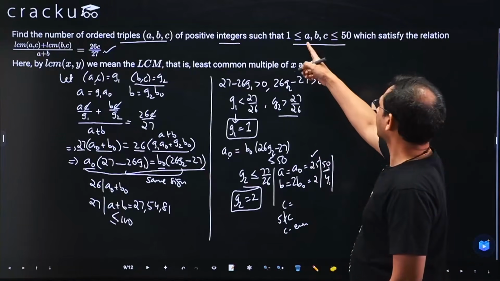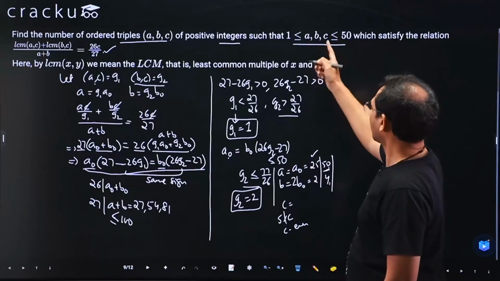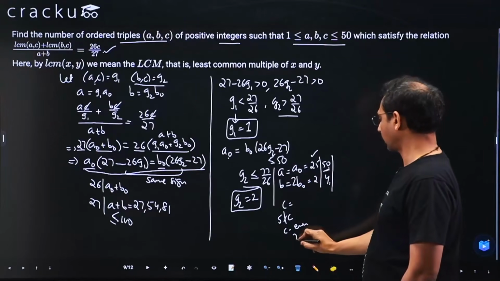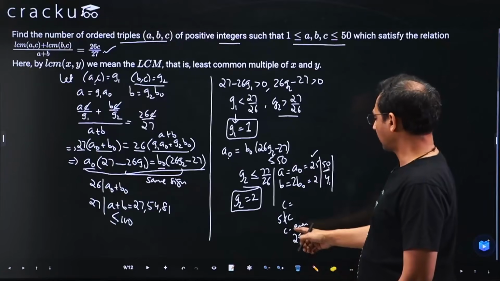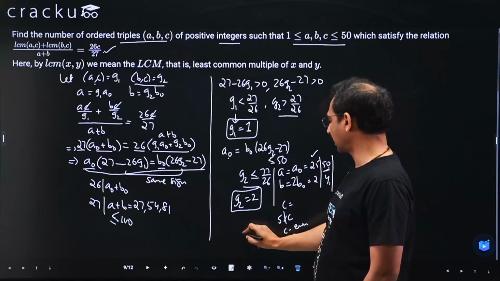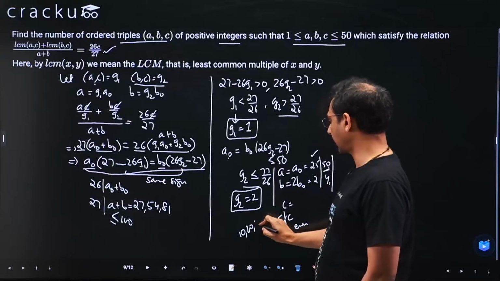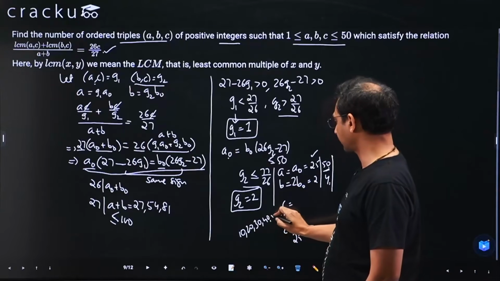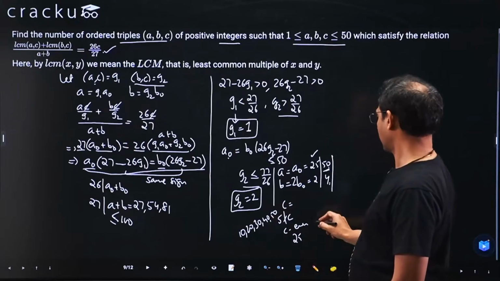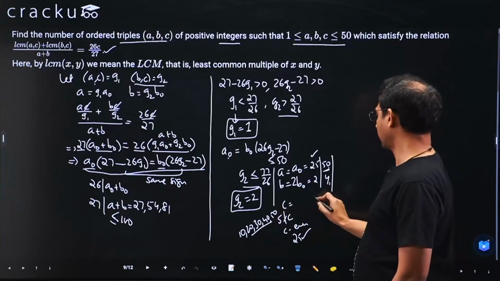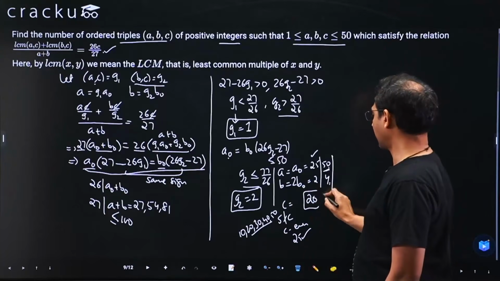So it should not be a multiple of 5 and it should be even. What are all the even numbers here? 2, 4 and so on. There are 25 even numbers. Out of them, there are 5 numbers which are multiples of 5: 10, 20, 30, 40, 50. So out of 25, we are removing 5. So here we have 20 possible cases.